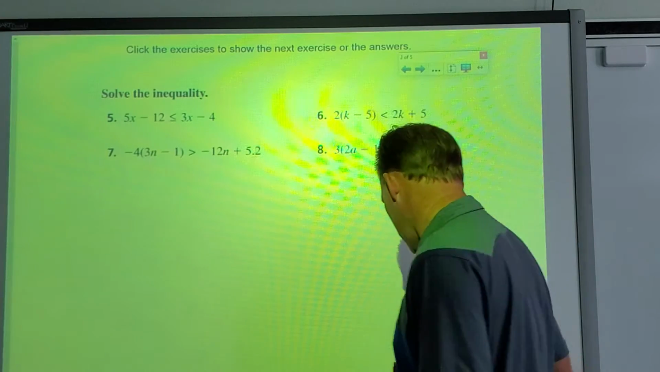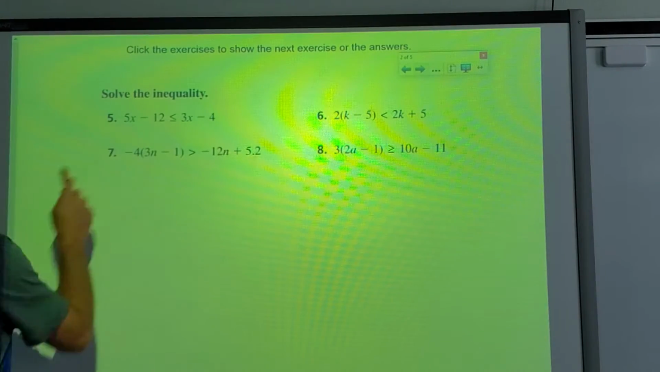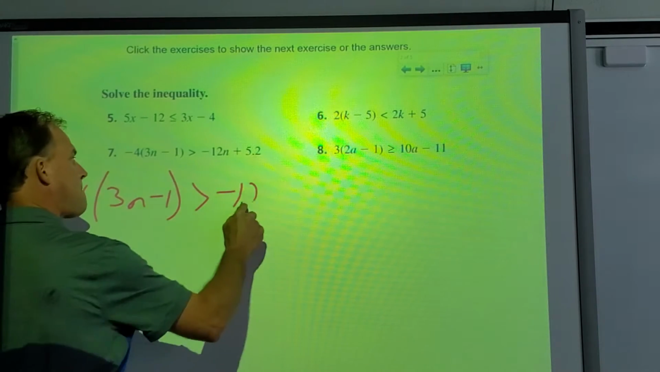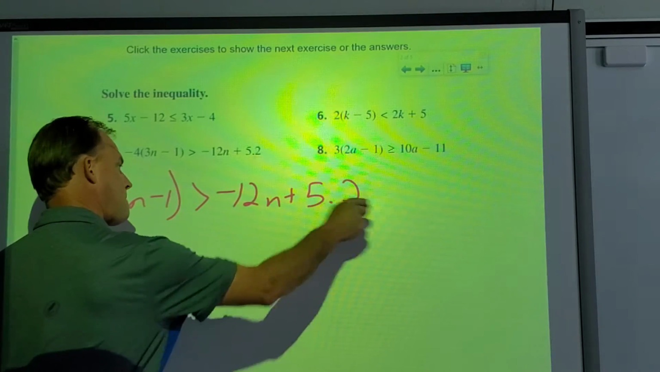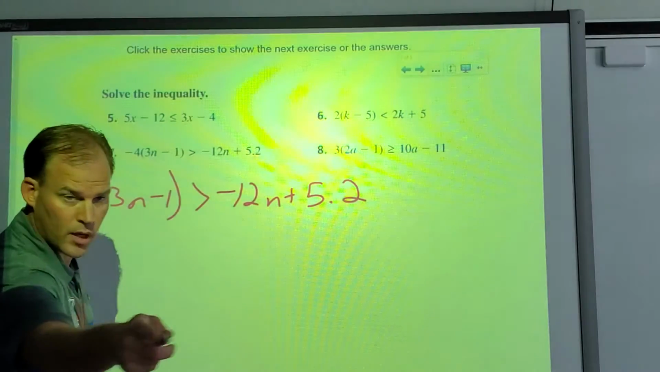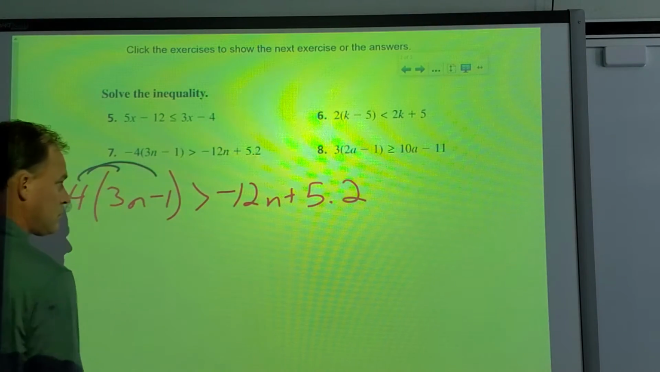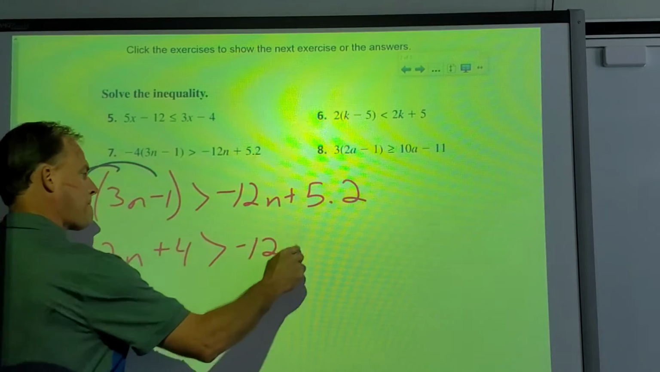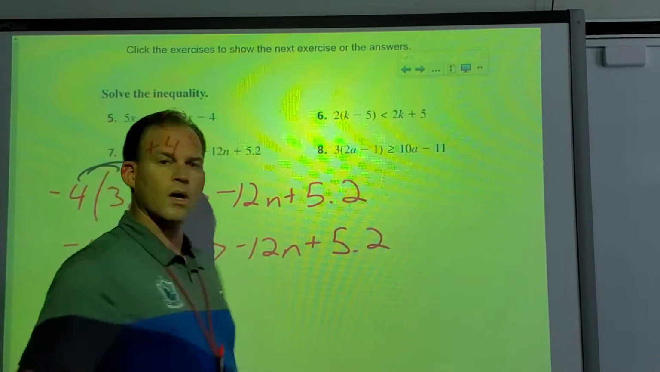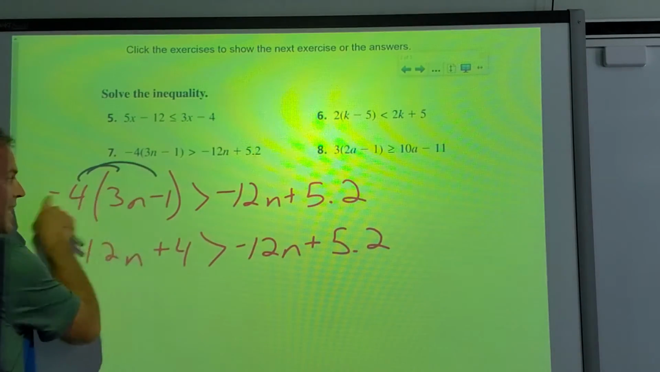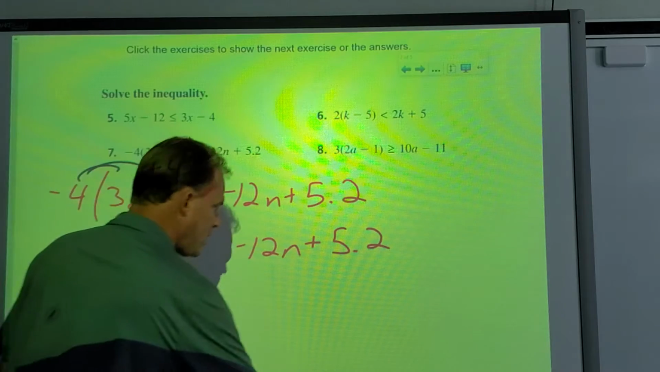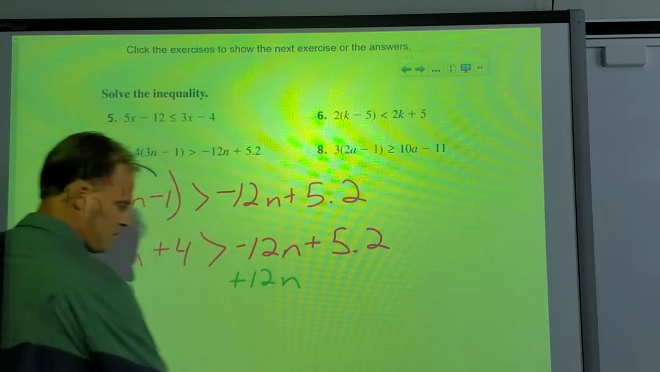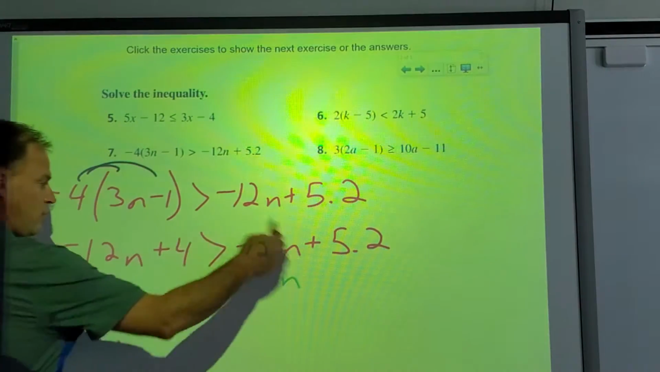So, let's pick one. I don't know if these are going to work or not. Let's do this one. Step 1. Distribute. Watch your negative signs. Get the variables on the same side. Happened again. There's no variables left.